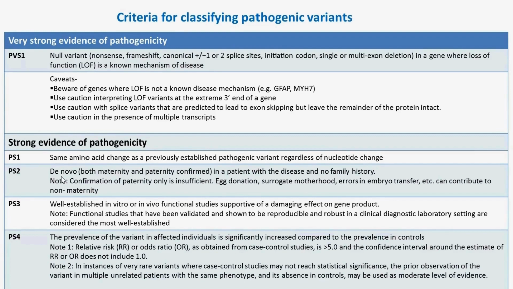PS2 includes de novo variants where paternity and maternity are confirmed in that particular patient. De novo variants are those which are found in an individual for the first time, meaning they are not inherited from the parents. Then PS3 includes the variants in which in vitro and in vivo functional studies have confirmed the damaging effect of variants. PS4 includes the variants where the prevalence of that variant is slightly increased in patients as compared to controls.